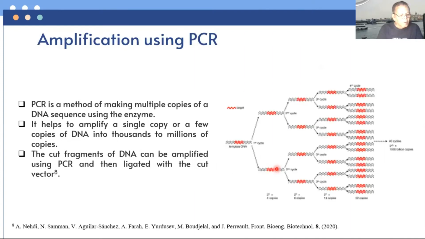Then amplification using PCR. A polymerase chain reaction is a method of making multiple copies of a DNA sequence using the enzyme. It helps to amplify a single copy or a few copies of DNA into thousands to millions of copies. The cut fragment of DNA can be amplified using PCR, then ligated with the cut vector.